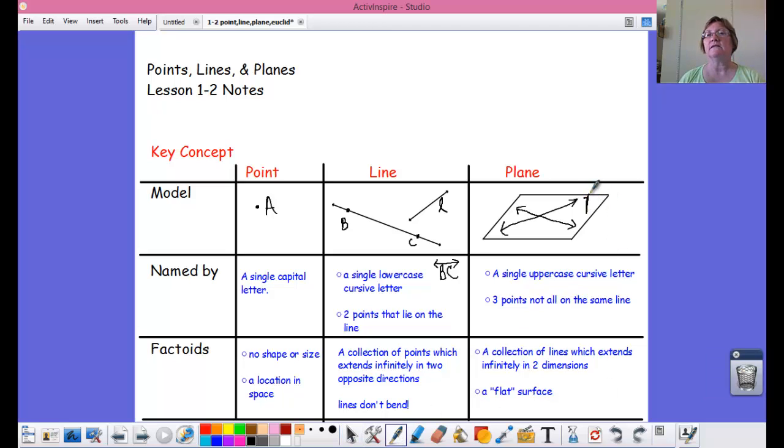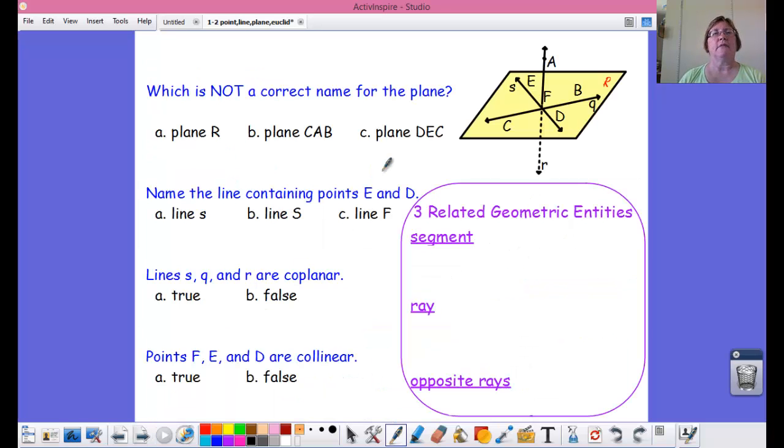That is, I could call this plane R, like that, or by 3 points that don't all lie on the same line. That's called collinear. 3 points that are not collinear: D, E, and F. So we could call this plane DEF. Oftentimes planes are named by more than 3 letters, especially if we're talking about surfaces on the sides of a cube, say. We've got a little way for you to test your knowledge here.